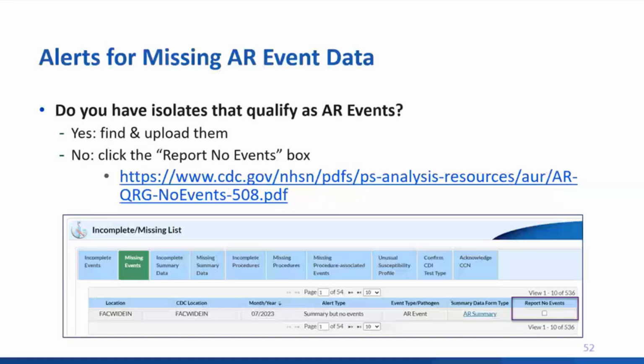If you do not have isolates that qualify for AR events, click the Report No Events box under the Missing Events tab as indicated on the image. Clicking this box tells NHSN that your hospital had a true zero for AR events for that month. To learn more about how to report no AR events, refer to the link on the screen. This document reviews the process of reporting no antimicrobial resistant events and reviewing the AR option summary line list to confirm reporting.